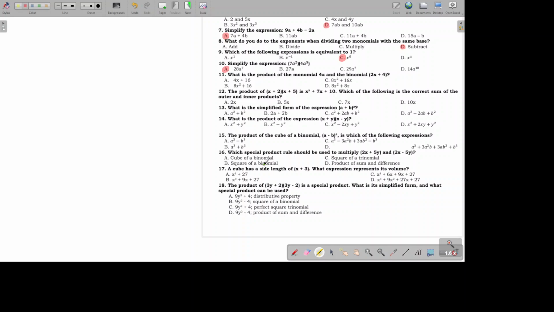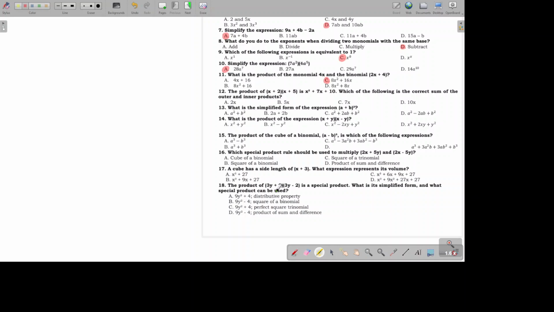Number 11, what is the product of the monomial 4x and the binomial 2x plus 4? So when we multiply, we use the distributive property of multiplication. So we multiply 4x and 2x, giving us 8x squared. So A is rejected right away. B, C, and D are the only ones we can select from. Next, 4x times 4 is 16x. So which one has 16x? Okay, so letter C. That's why the letter C is our answer.